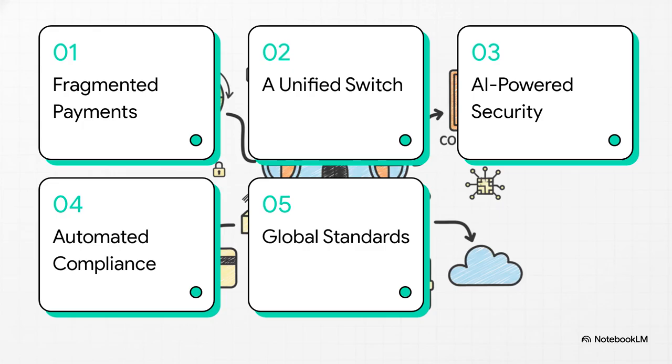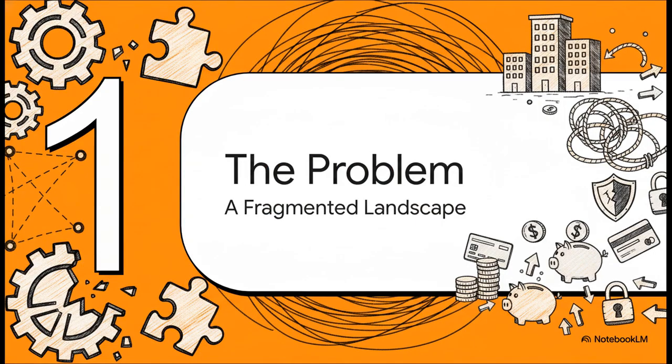All right, here's our game plan. We're going to start with a big problem, fragmented payments. Then we'll dive into the heart of the solution, a unified switch. After that, we'll look at the AI-powered shield that protects it and the automated guardian that keeps it compliant. And finally, we'll see the global standards that the whole thing is built on. Let's get into it. So first things first, let's set the stage.